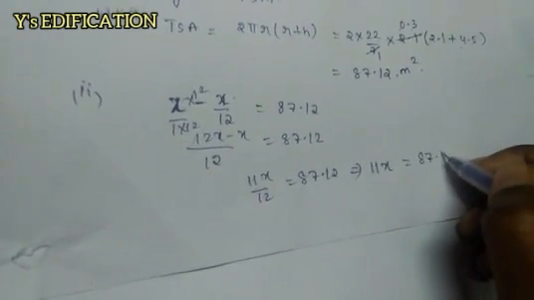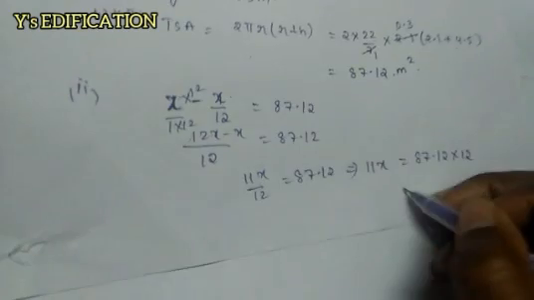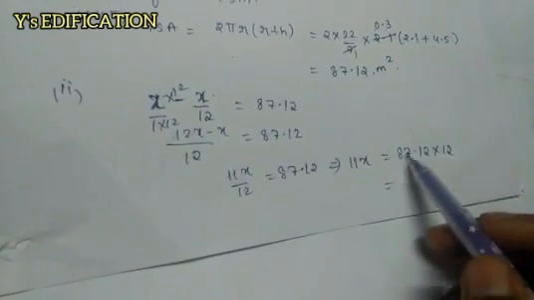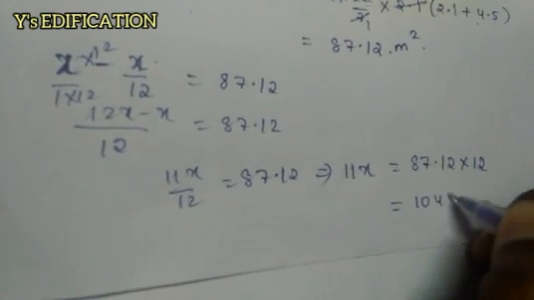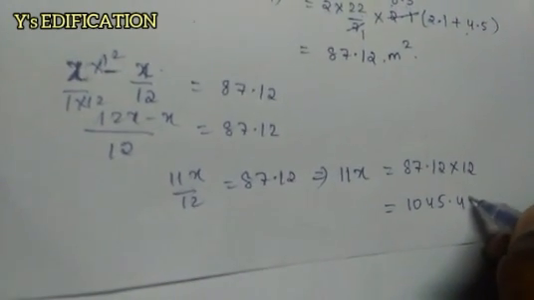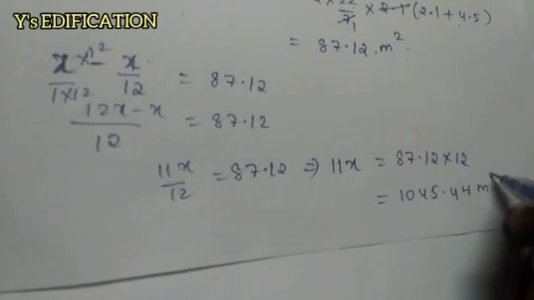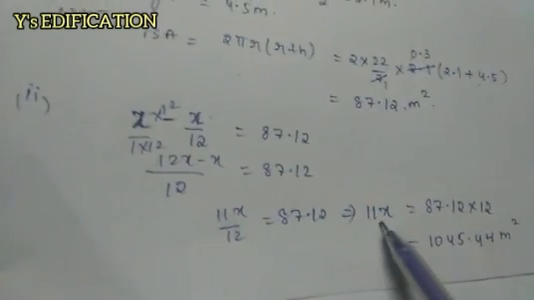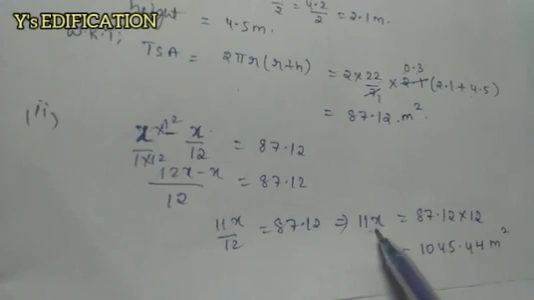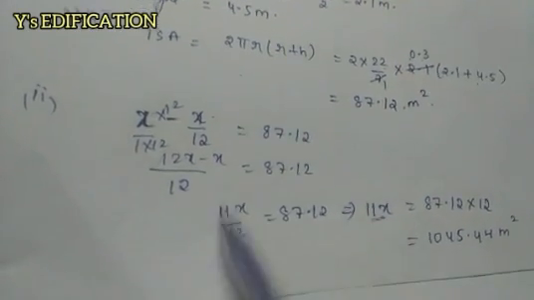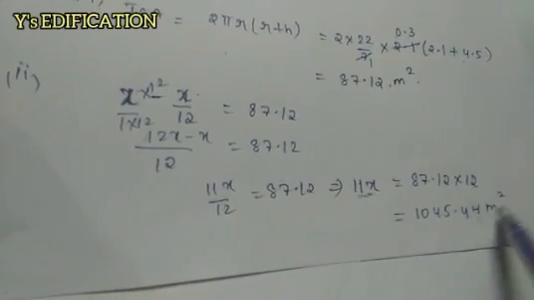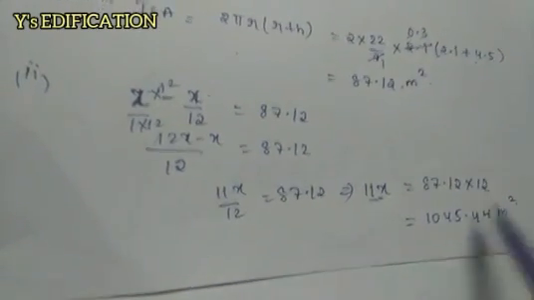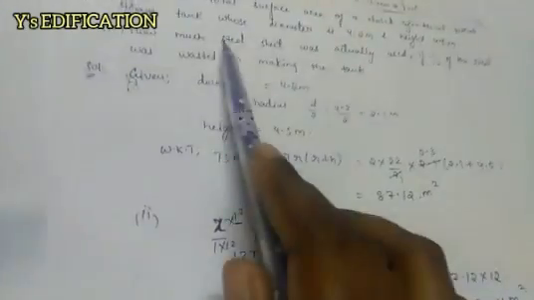That means multiply this 87.12 into 12. We will get 1045.44 meters square. Only 11th part is used, that's why we left 11 here. Only 1/12 part is wasted. So 1045.44 meters square steel sheet is required to make this cylindrical petrol storage tank.